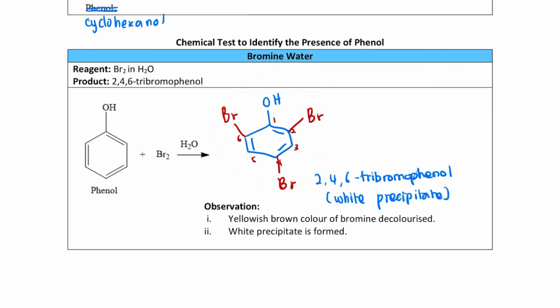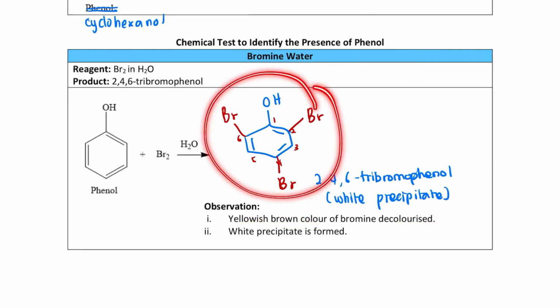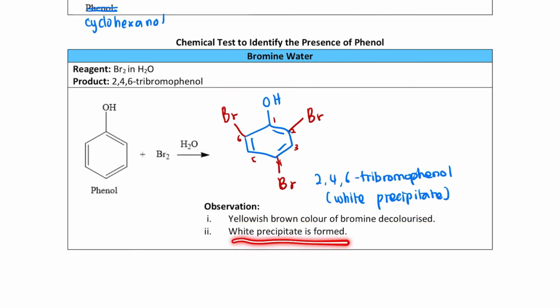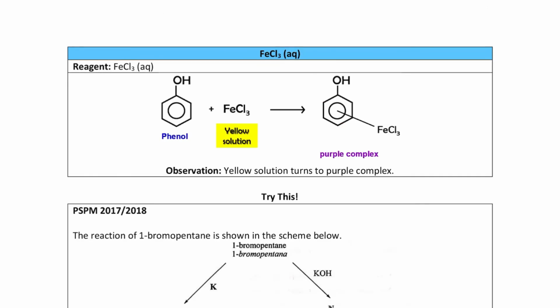Okay, so our observation akan ada dua lah. First, the bromine water ni kan bromine dalam water. So asal dia yellowish brown. Dia bukan reddish brown. Dia yellowish brown. Brown yang cair sikit. Disebabkan ada water, so that yellowish brown akan decolorize. Okay, and then since kita form 2,4,6-tribromophenol, that means white precipitate is formed. Okay, tapi yang kedua ni lah observation yang lagi penting untuk this chemical test.